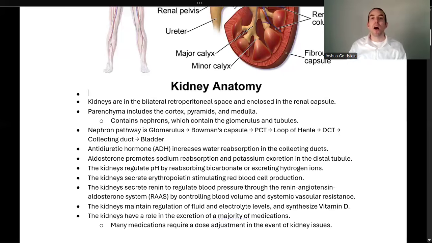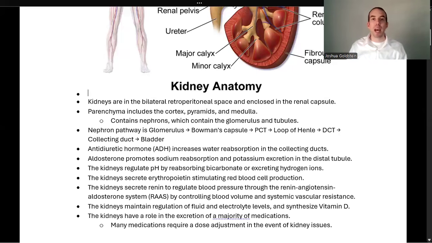What is the flow of fluids throughout the nephron? So our blood, regular whole blood, enters the glomerulus, that's in the renal cortex, and then once it enters there, it continues on down a pathway. It goes to Bowman's capsule, it goes to the proximal convoluted tubule, to the loop of Henle, also called the nephron loop, to the distal convoluted tubule, to the collecting duct, and then out into the bladder.